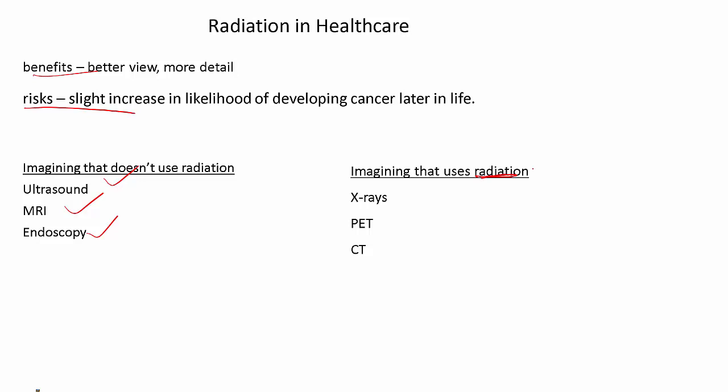So things that do use radiation, of course, X-rays are one. The PET scan and CAT scans. All of these are types of X-rays, and so is the DEXA scan, right? I didn't mention that, but DEXA, or actually it should be capital E, DEXA, is also using that.